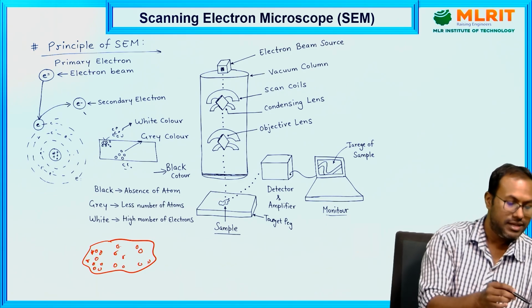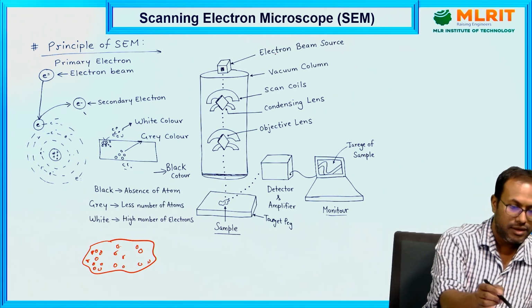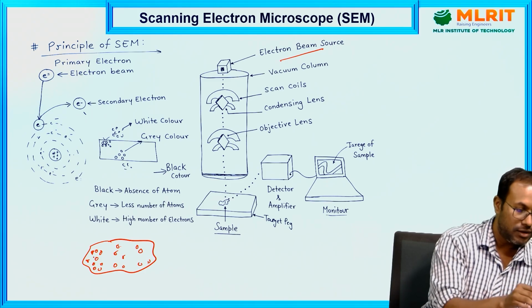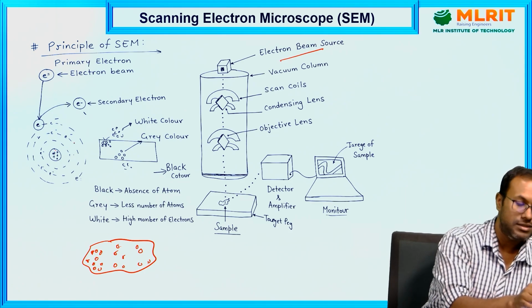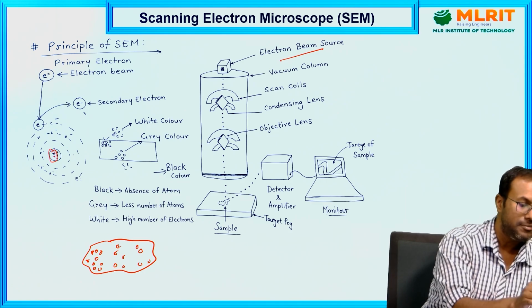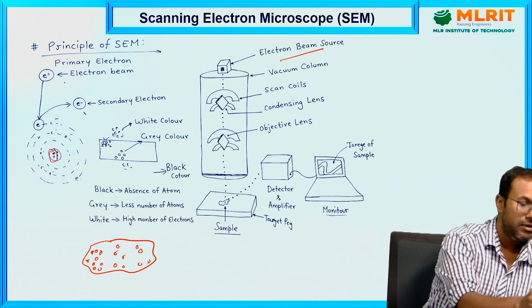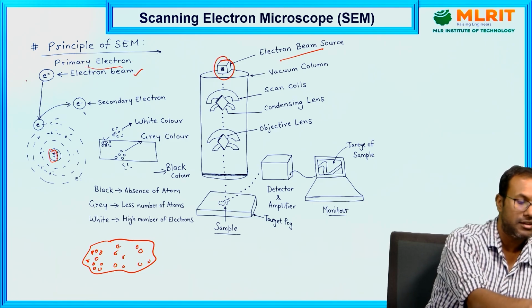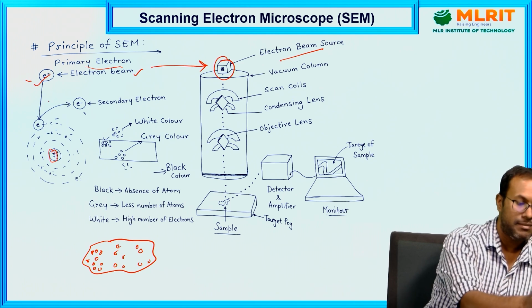Now suppose electrons come and fall on these atoms, okay. From the electron beam source electrons are coming, these are primary electrons, and suppose this is one of the atoms. We know the atomic structure: at the center is the nucleus and electrons are revolving in orbits, okay. This electron beam, these primary electrons, come from the electron beam source, okay.